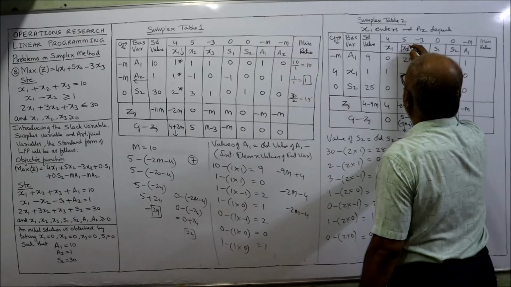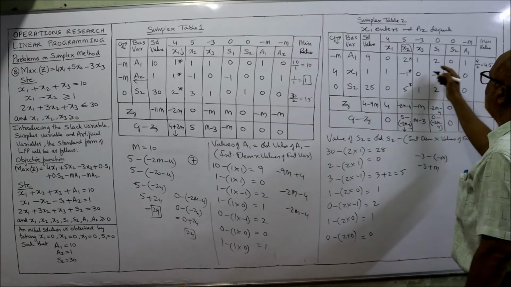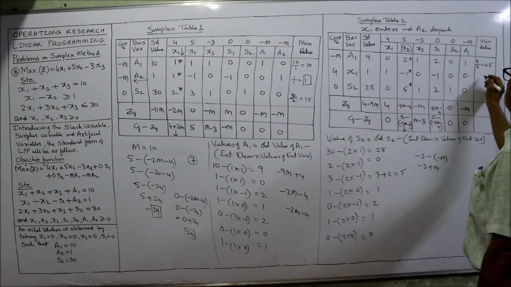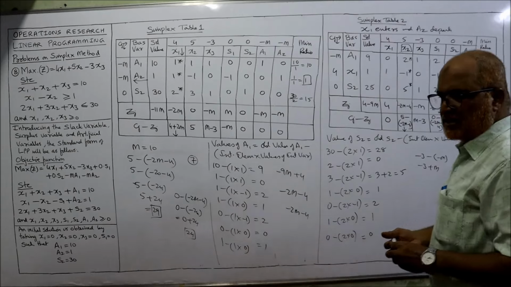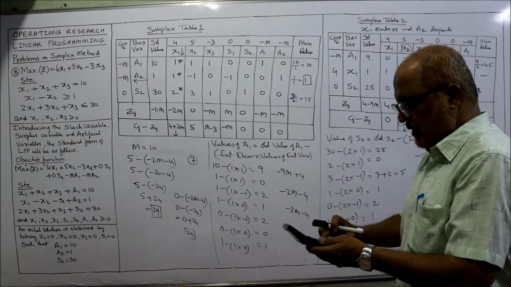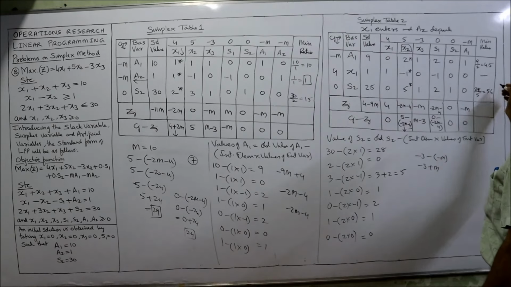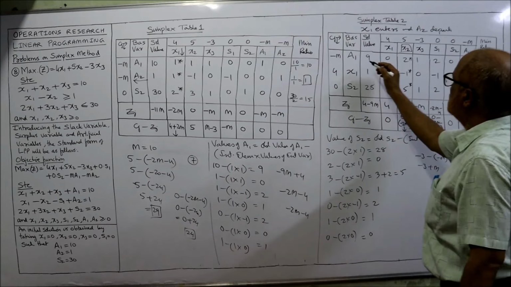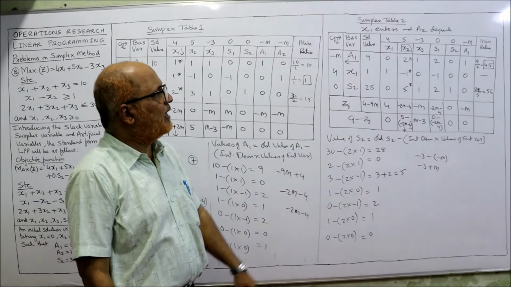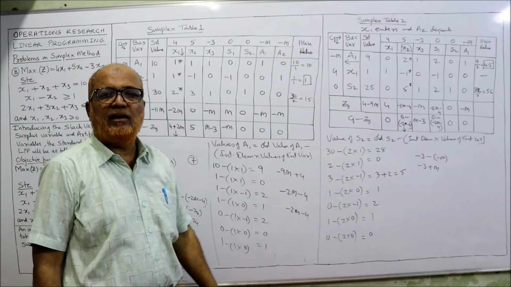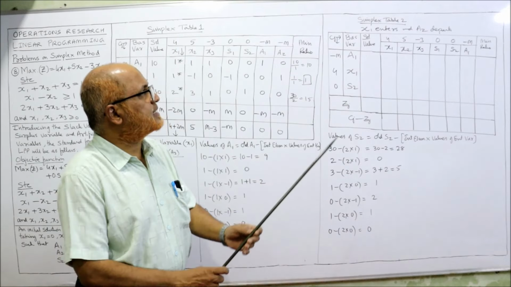x2 will enter. And which one will depart? 9 by 2 is equal to 4.5. Here minus 1 we should not calculate. 28 divided by 5, how much you will get? 5.6. So which one is the minimum? 4.5 is minimum. So A1 will depart. So in the next table, x2 will enter and A1 will depart in simplex table 3. Now we have prepared the simplex table 2.